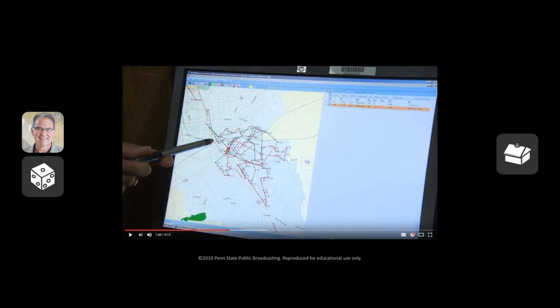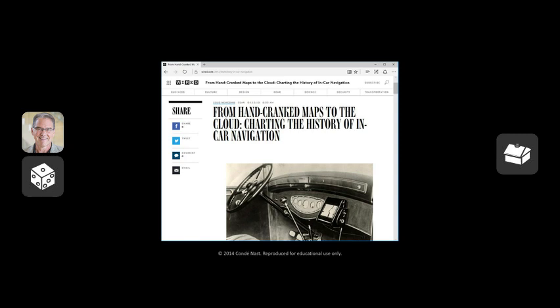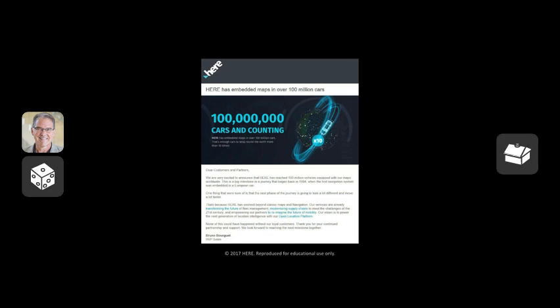For example, the video about UPS highlights two of the most common uses of geospatial technologies, location tracking and routing. As Doug Newcomb points out in Wired magazine, believe it or not, in-car navigation systems have been around for over a century. One measure of how widely used vehicle navigation technology is today appeared in a 2017 announcement by data provider HERE that its digital maps were installed in 100 million vehicles around the world.